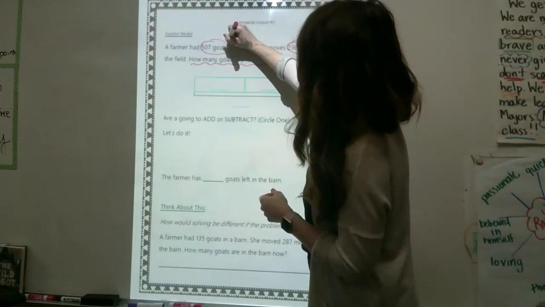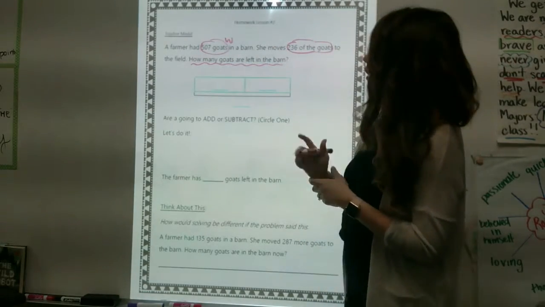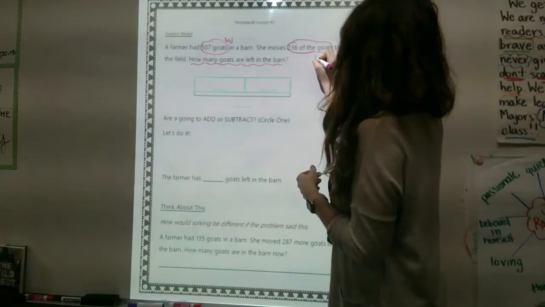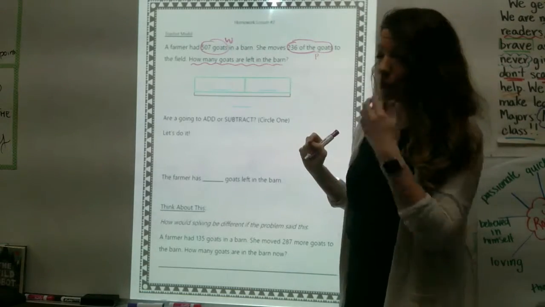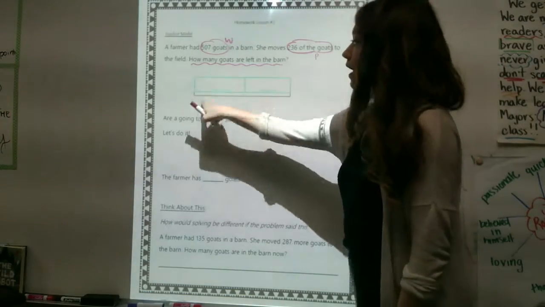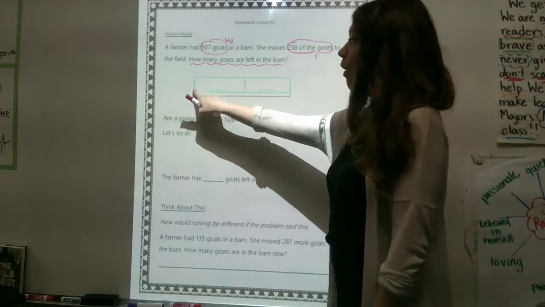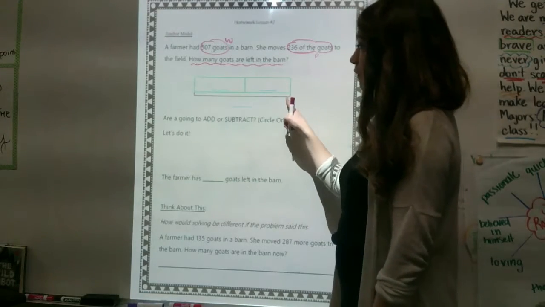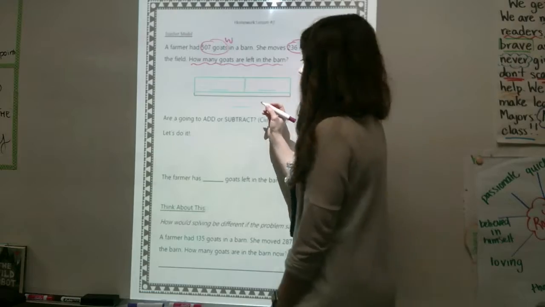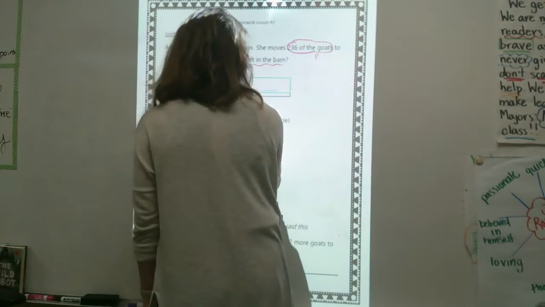So this is my whole. This is the number of goats I started out with. Part of the goats left the barn, and then the other part is left. So to fill out my bar model, I know my whole is going to be the number down here that represents the length of the whole bar. So I'm going to do 507.